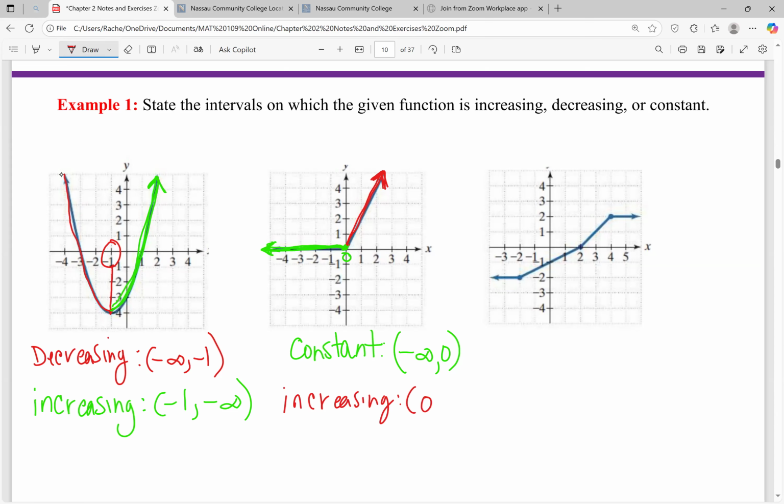And if there was symmetry with respect to the origin, then we would have to find negative f of x. So we would have to negate y, and we would have to negate x. So if we negated both x and y, we would have negative y is equal to the square root of negative x, right? And that's not the same as the equation y equals square root of x. So this does not have any symmetry with respect to the y-axis, x-axis, or the origin.